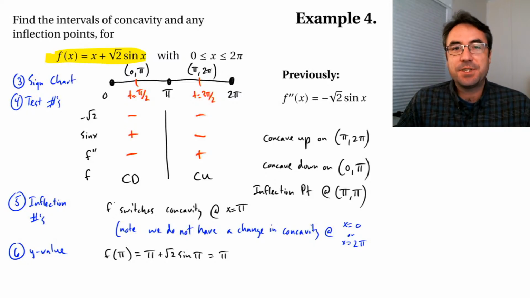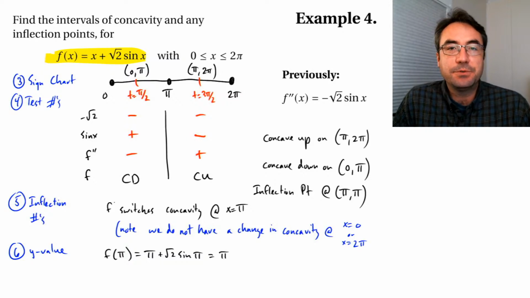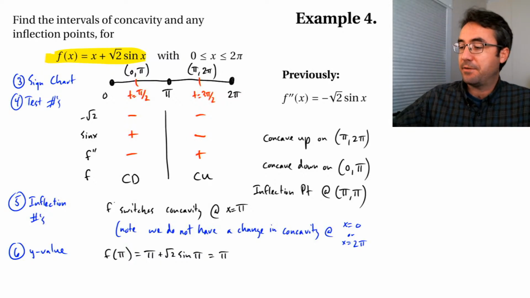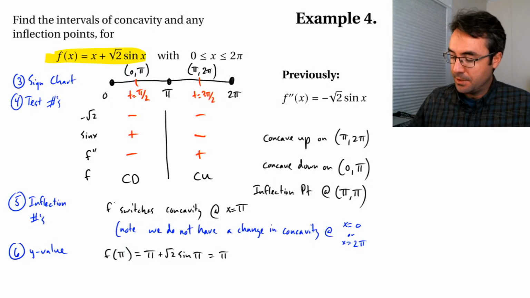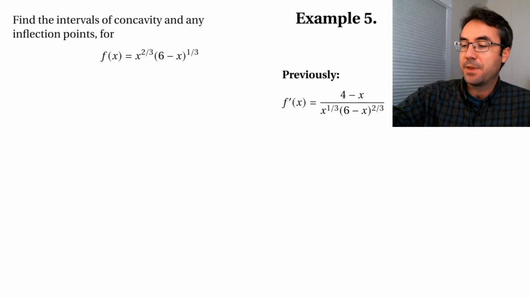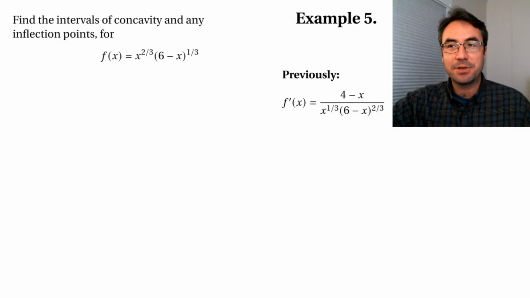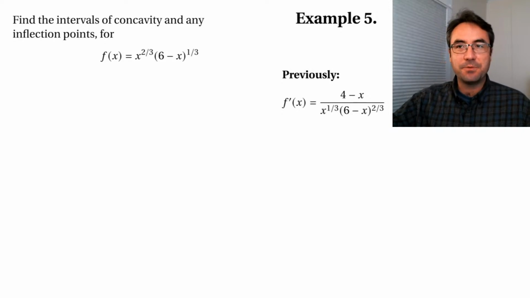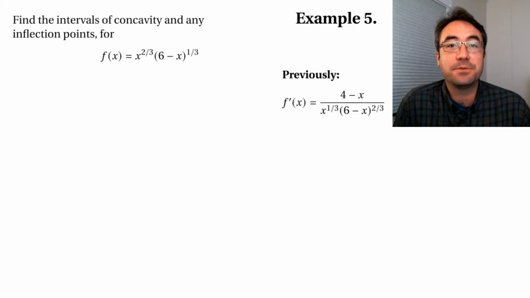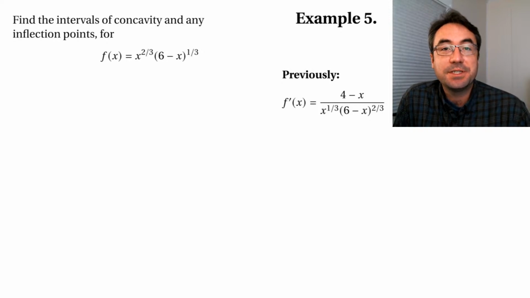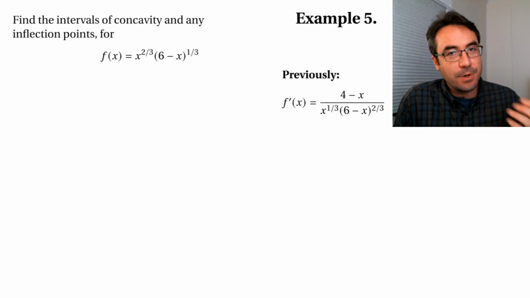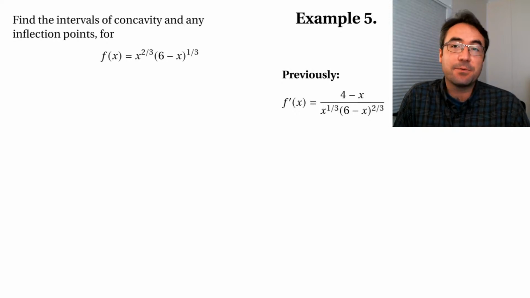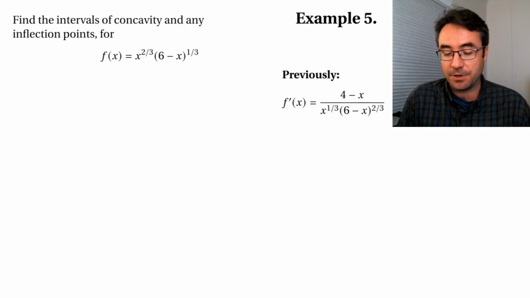All right, so just an example there involving trig functions for concavity. Let's try one more concavity one, and this is our most complicated example. So we looked at this function before for intervals of increase-decrease. The function is x raised to the 2/3 power times 6 minus x raised to the 1/3 power. We did the derivative. Now we're going to find the intervals of concavity for this function.